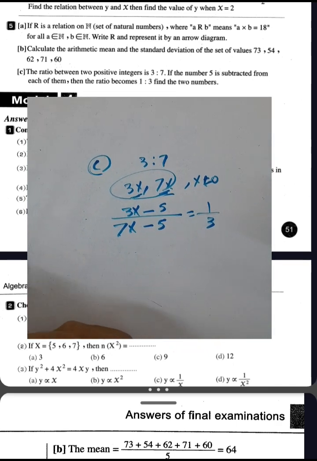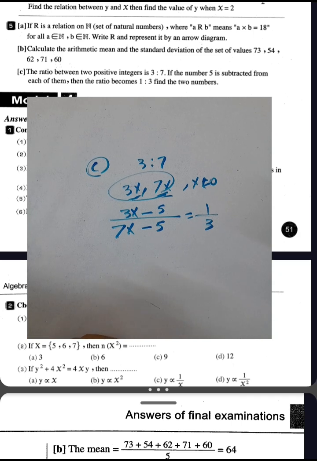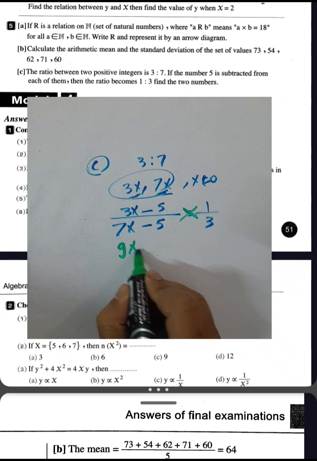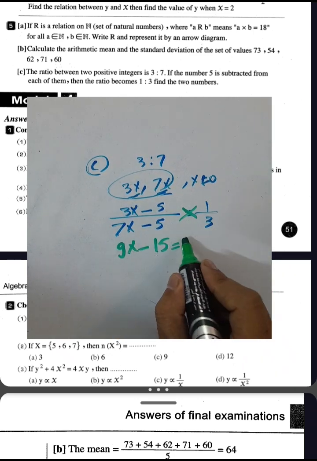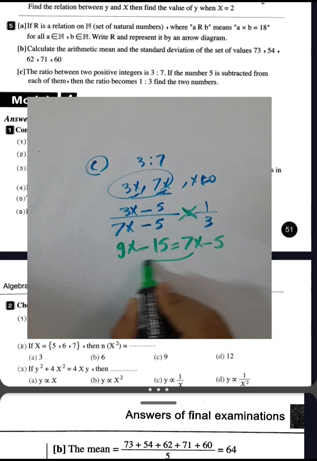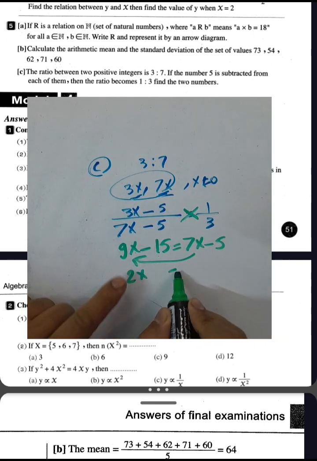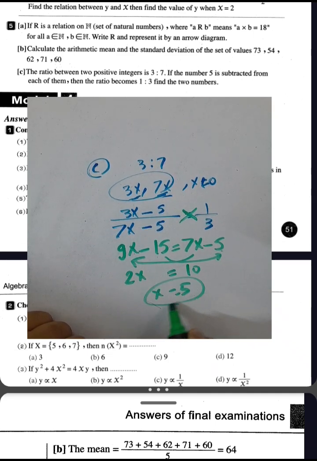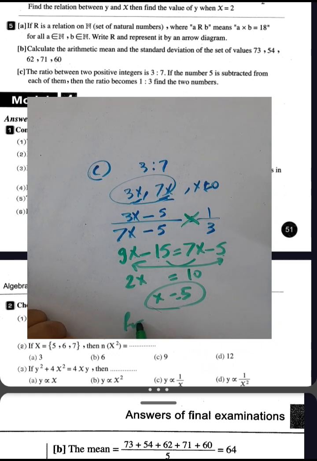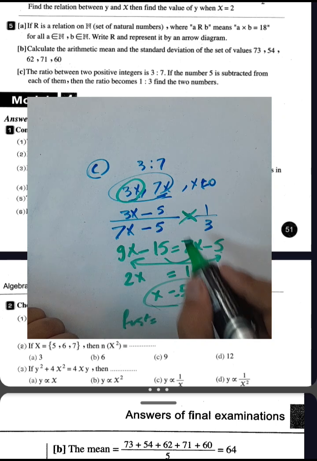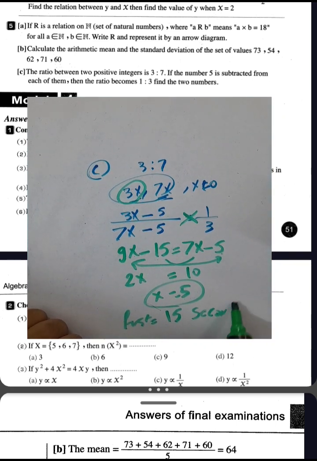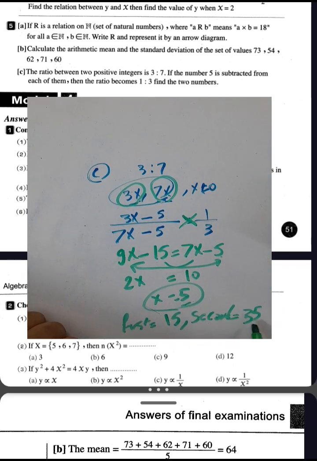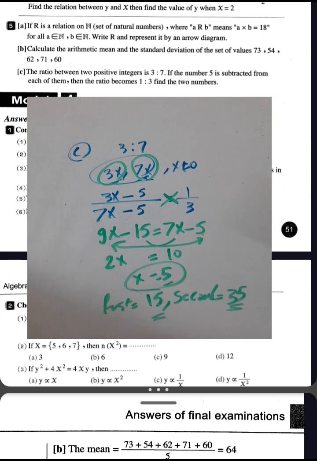You can find it here by product. The rule: product of extremes equals product of means. 3 times 3 equals 9, 3 times 5 equals 15, 1 times 7x equals 7x, 1 times 5 equals 5. 7x subtract from 9x it will be 2x, and move the negative 5 here, plus 15 it will be 10, then the value of x will be 5. Then the first number will be 3 times 5, it will be 15, and the second number 7 times 5 equals 35. Then we have two numbers here, 15 and 35.